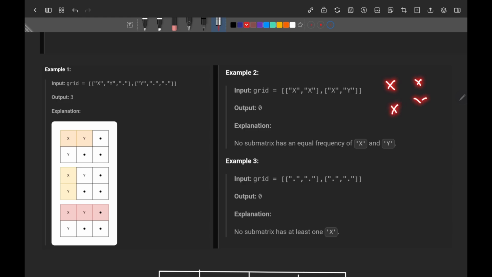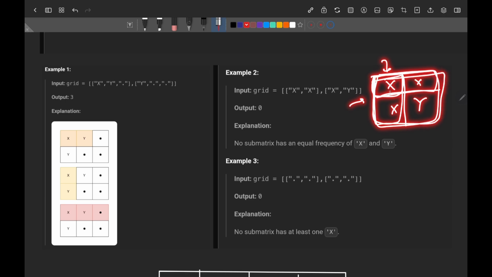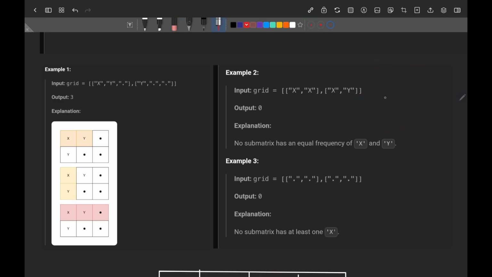Now understand the second example. We have this matrix: x x y x y. In this matrix there is no submatrix starting from 0,0 which has the same number of x and y. There are a total of 4 possible submatrices: 1, 2, 3 and 4. Out of these 4 submatrices, none has an equal number of x and y characters. So the answer of this test case is 0.